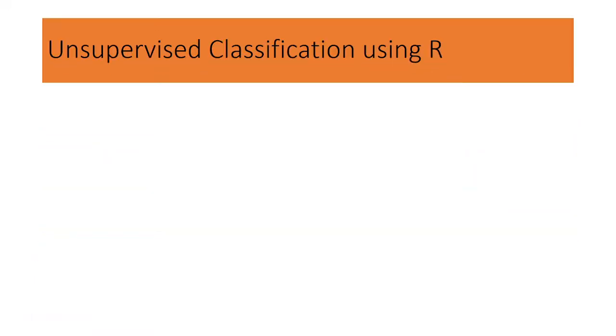So first of all, unsupervised classification in R. Unsupervised classification is mainly machine learning, and this is unsupervised machine learning. Its definition is that when you do the unsupervised classification, you did not take any training point or training data set.